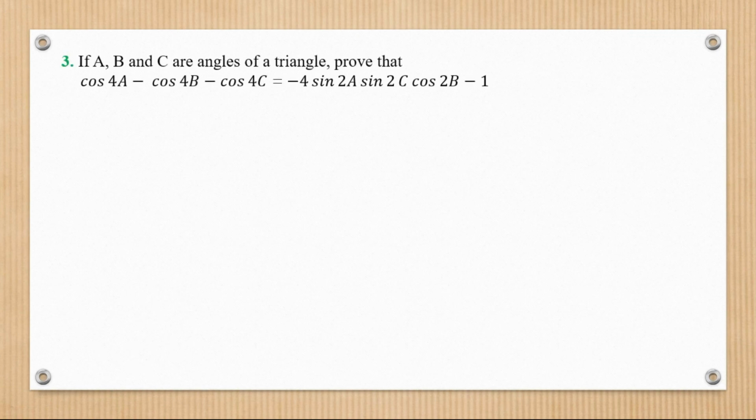Alright, if A, B, and C are angles of a triangle, prove that cos 4A minus cos 4B minus cos 4C is equal to negative 4 sin 2A sin 2C cos 2B minus 1. So let's prove from the left hand side.